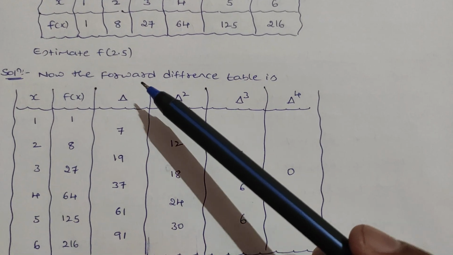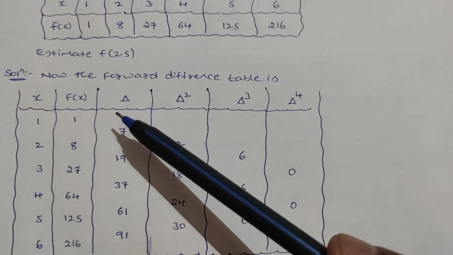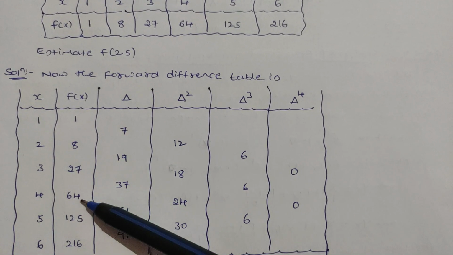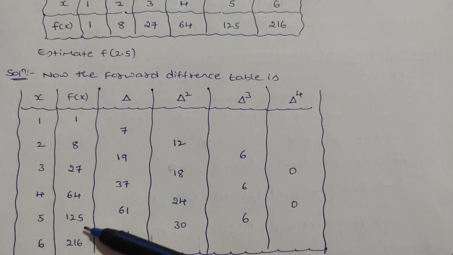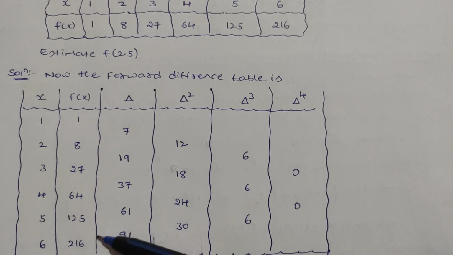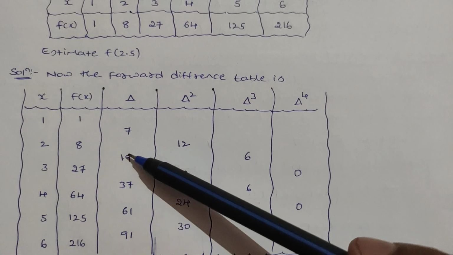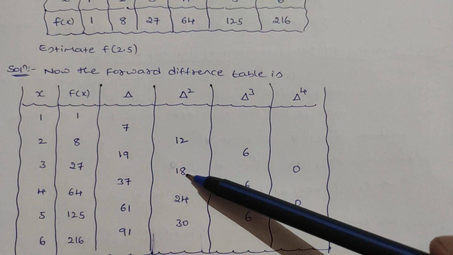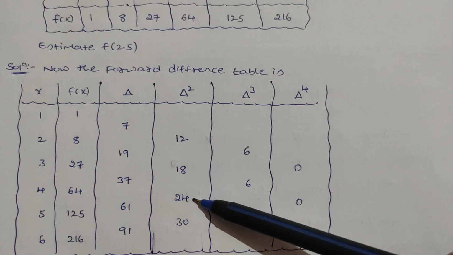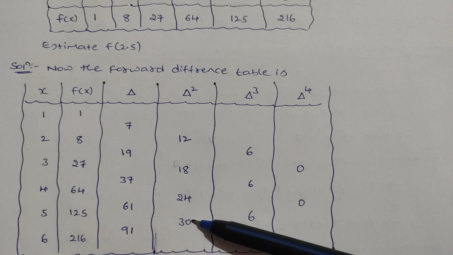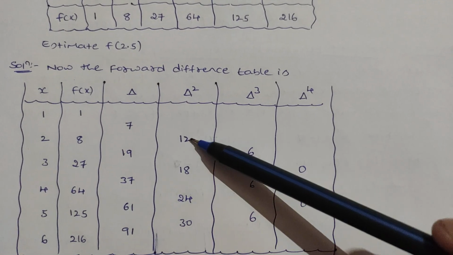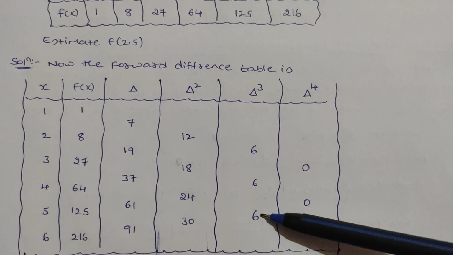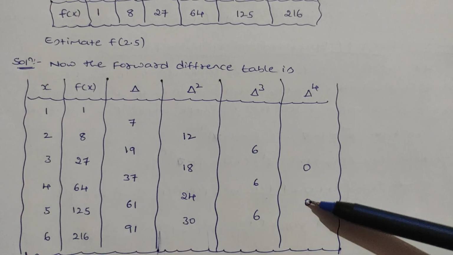We know the method of constructing the difference table. So take the difference of these two, 7. On taking the difference we observe 19. Taking the difference once again we observe 37. Taking the difference we observe 61. Taking the difference we observe 91. On taking the difference of these, 19 minus 7 will be 12, 37 minus 19 will be 18, 61 minus 37 will be 24, 91 minus 61 will be 30. Taking the difference of 18 minus 12 will be 6, 24 minus 18 will be 6, 30 minus 24 will be 6. 6 minus 6 will be 0, 6 minus 6 will be 0.